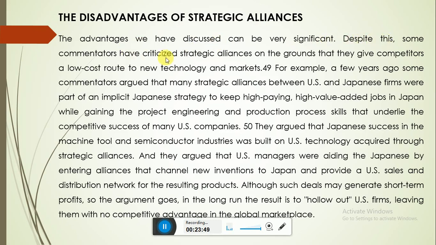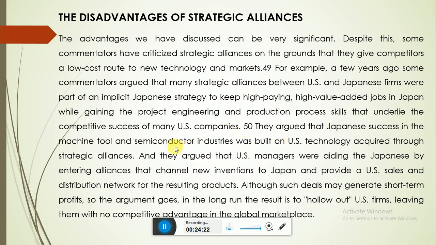Despite this, some commentators have criticized strategic alliances on the ground that they give competitors a low-cost route to new technology and markets. For example, a few years ago, some commentators argued that many strategic alliances between US and Japanese firms were part of an implicit Japanese strategy to keep high-paying, high-value added jobs in Japan while gaining the project engineering and production process skills that underlie the competitive success of many US companies.